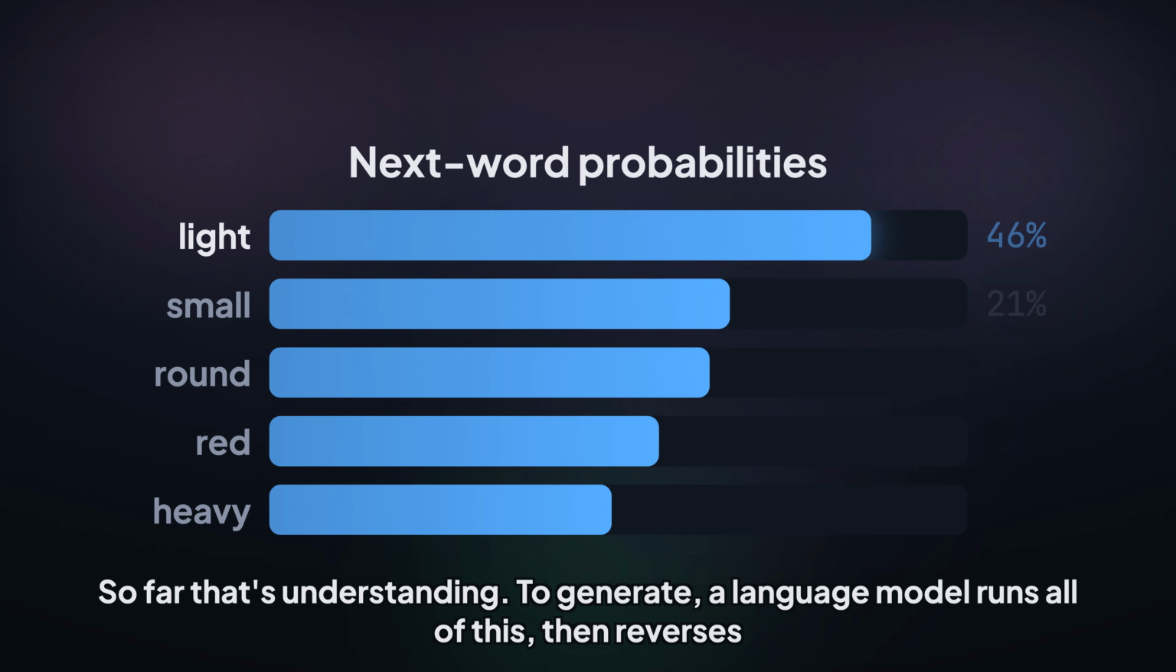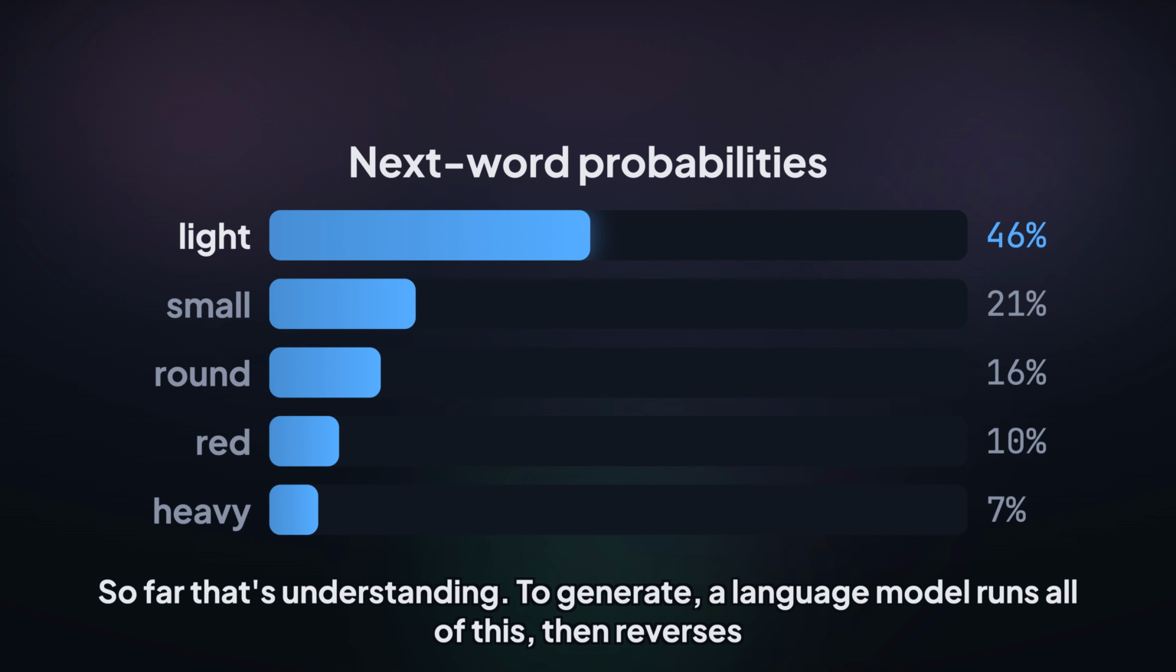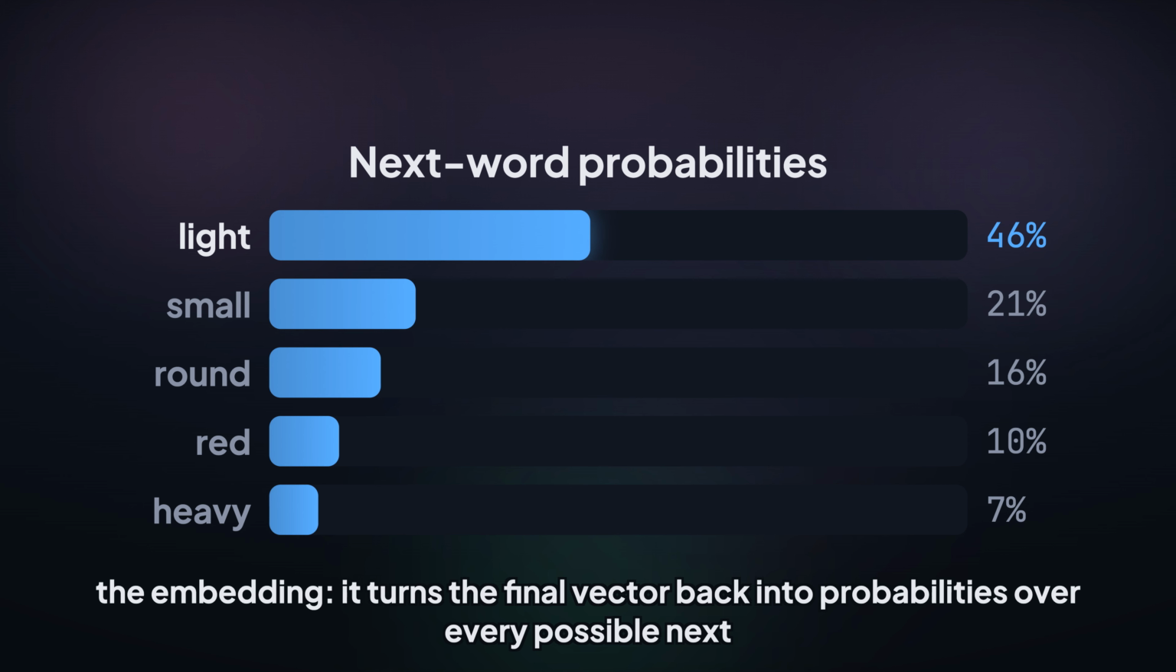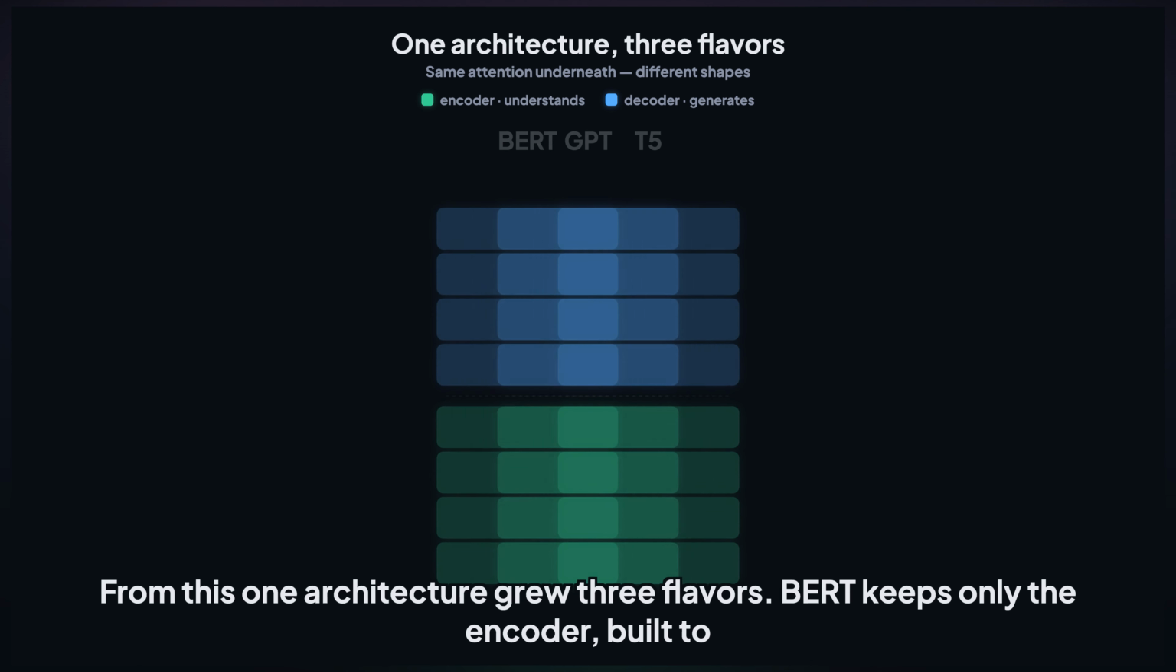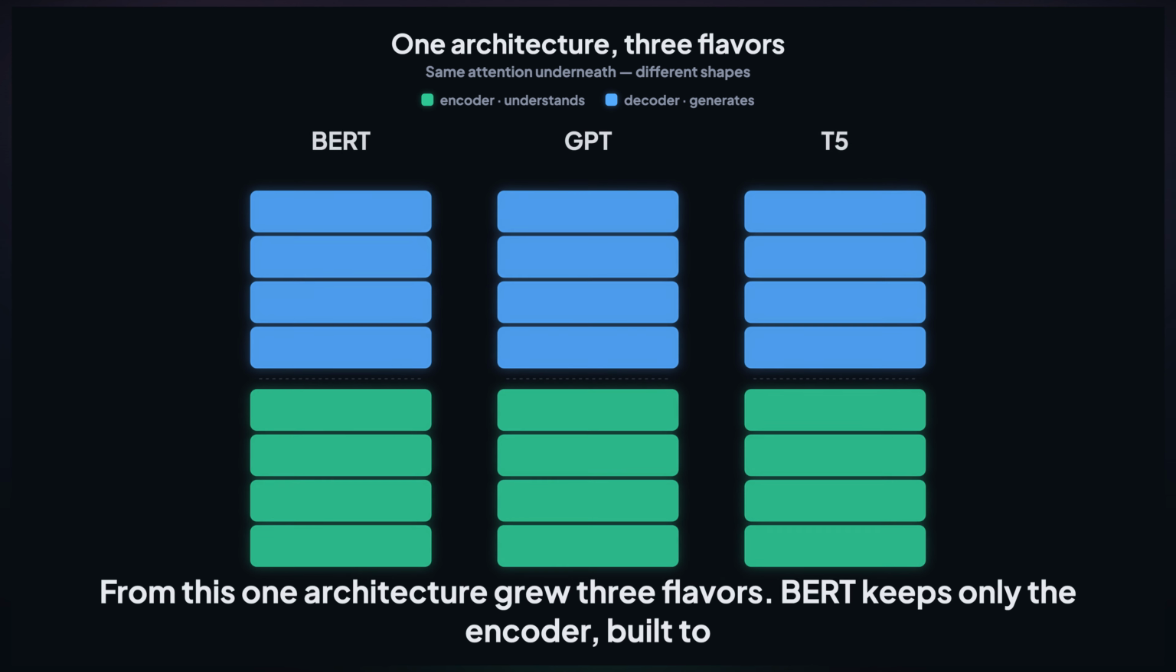So far that's understanding. To generate, a language model runs all of this, then reverses the embedding. It turns the final vector back into probabilities over every possible next word, picks one, adds it to the sentence, and runs again. Predict the next word, over and over. That's an LLM talking. From this one architecture grew 3 flavors.